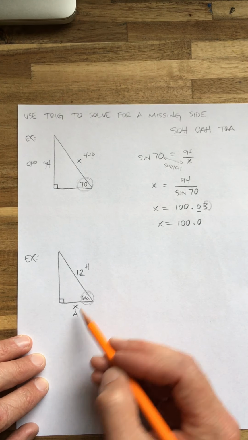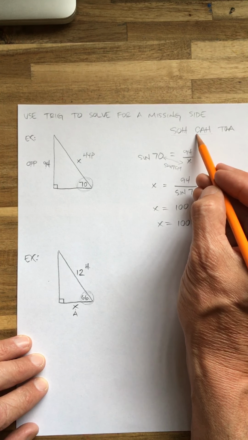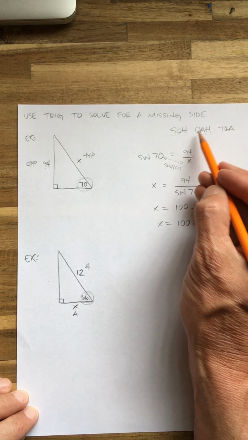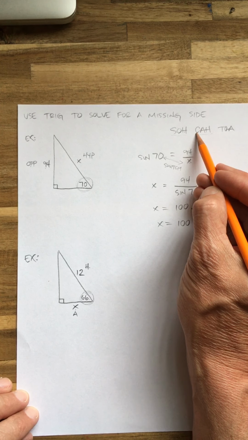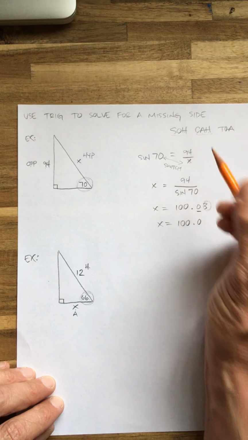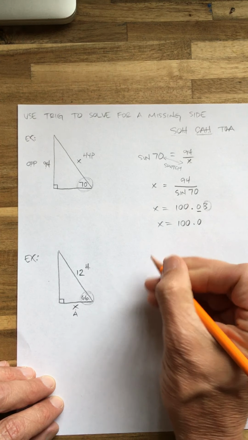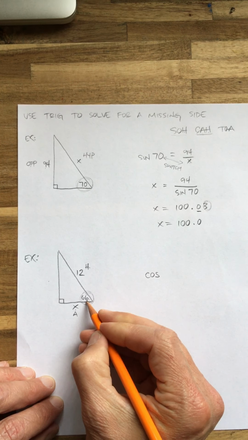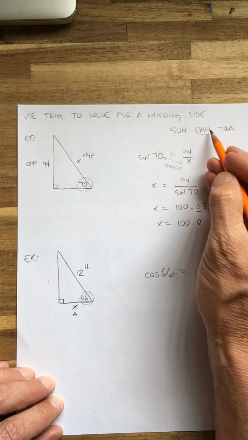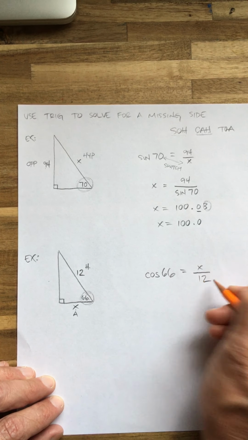But let's look, I have an A and I have an H. So look up here, which one of these has the A and the H? It's this one right here. So we're going to use which trig function? C stands for cosine. So we're going to take the cosine of the angle 66, and it's going to equal the adjacent side over the hypotenuse. So the adjacent is x over the hypotenuse is 12.